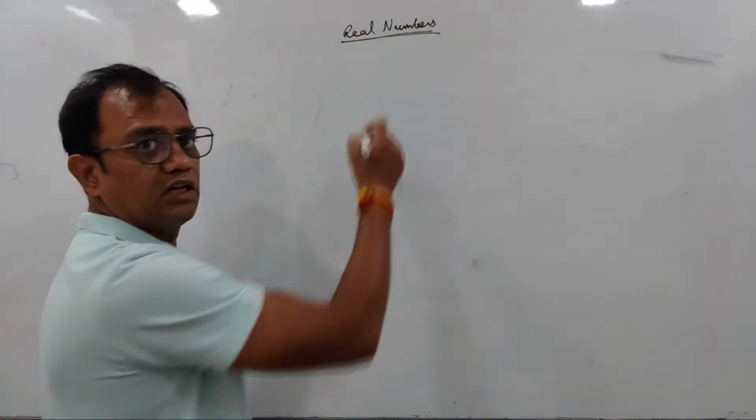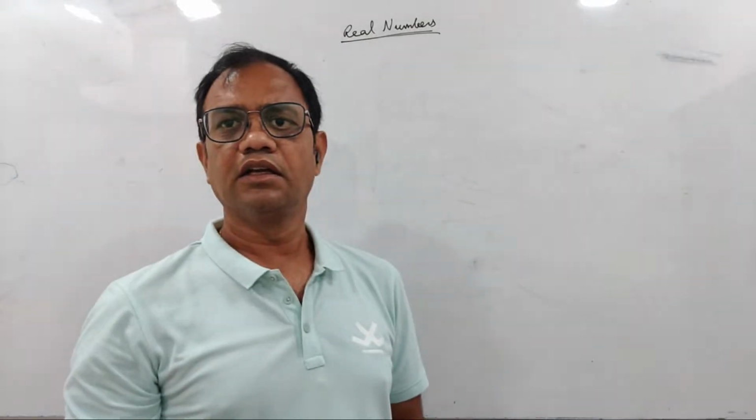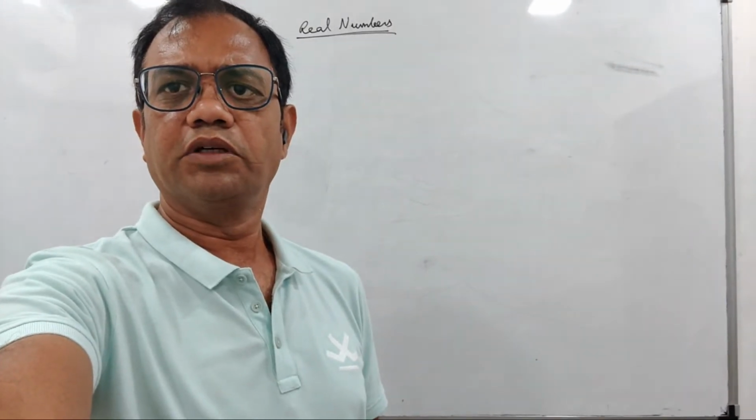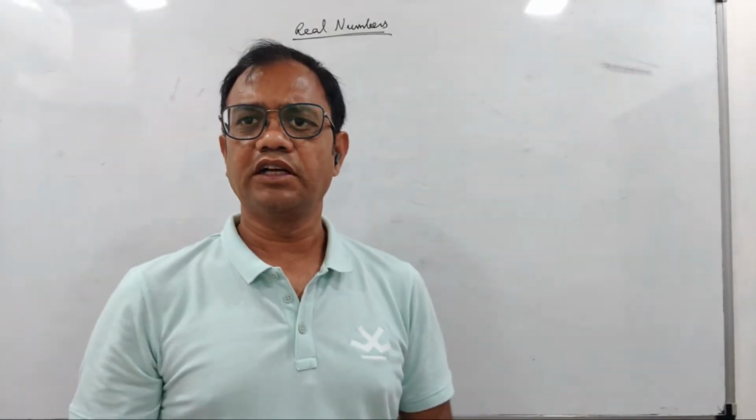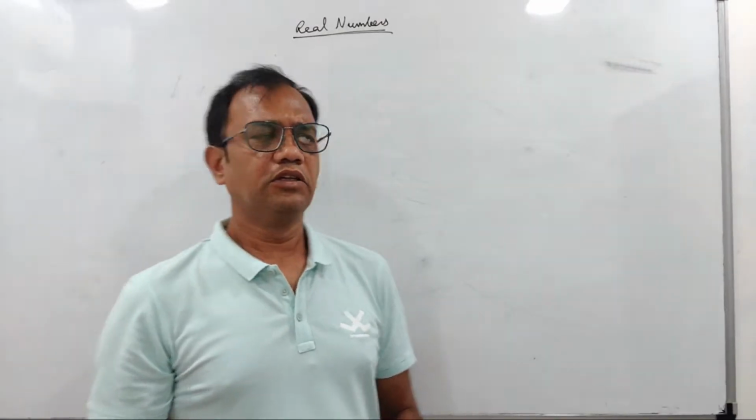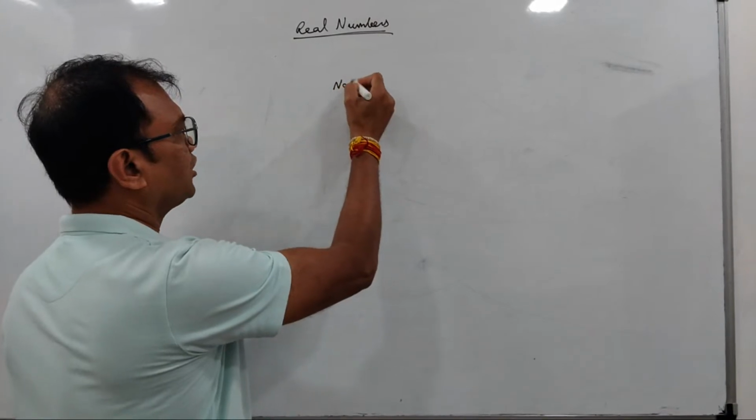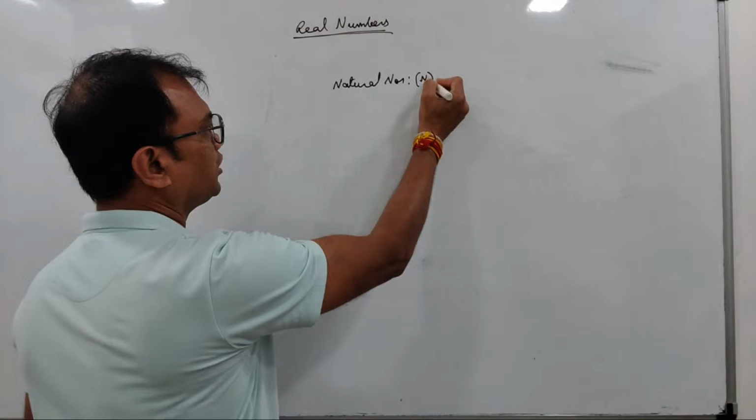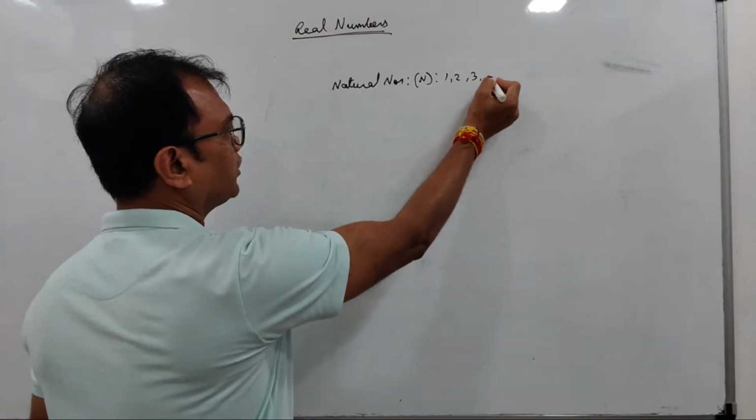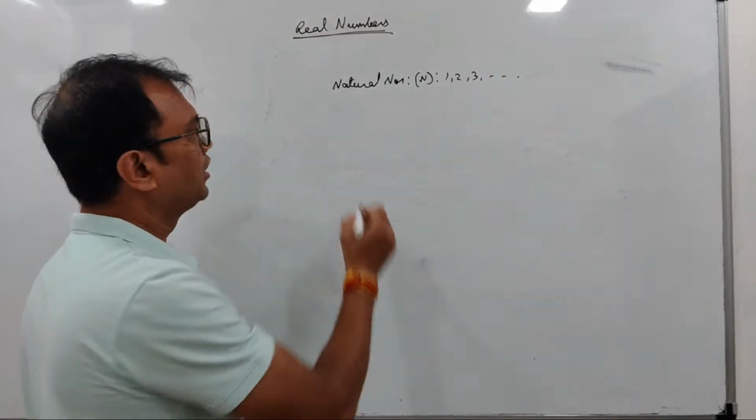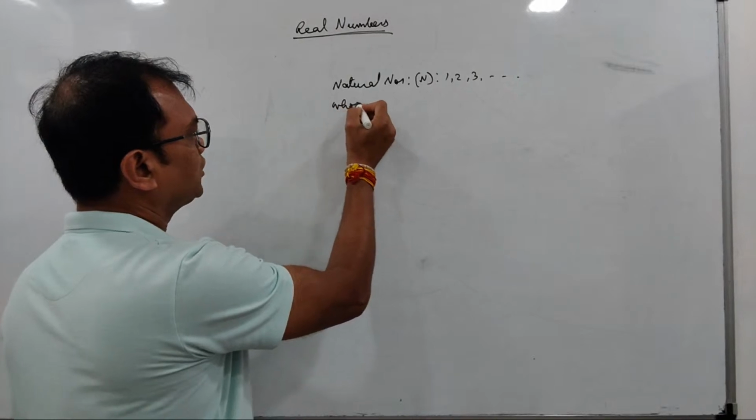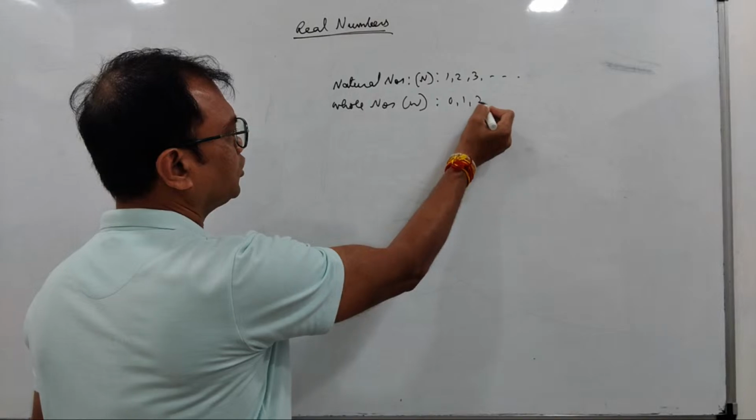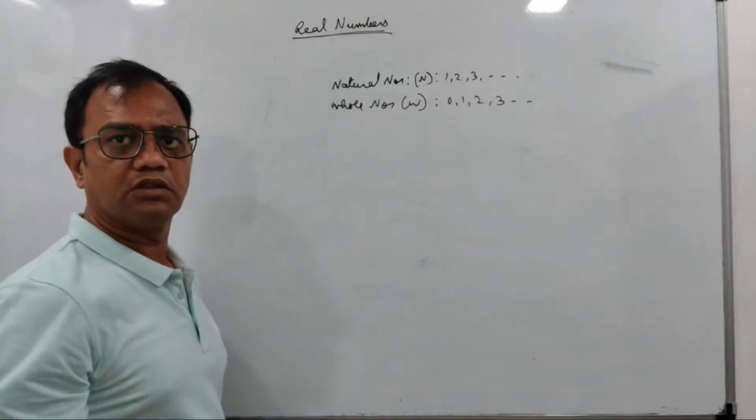So when we do the real numbers, for that we should understand what the number system is. For that, we know about the natural numbers. Natural numbers are denoted by the letter N. They start with 1, 2, 3, 4 and so on. Then we have whole numbers. Whole numbers are denoted by W, starting from 0, 1, 2, 3, 4 and so on.